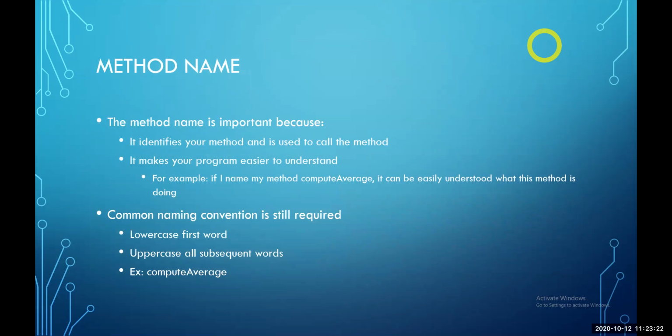Additionally, if you're using methods to organize your code, it makes it easier to understand what you're doing. For example, if I named a program compute average, I mean, that's pretty self-explanatory what that method should be doing, computing the average or something, right? However, you still want to use common naming conventions, right? So lowercase the first word, uppercase all subsequent words. So like I did down here, compute average, lowercase the first word, uppercase the first letter of the second word, so capitalize that word.